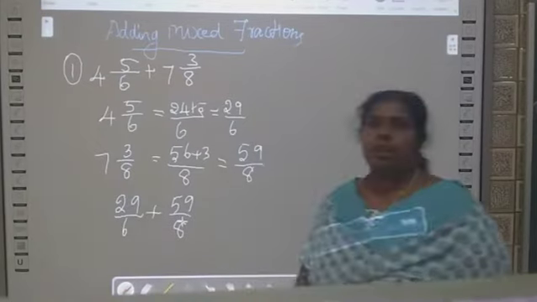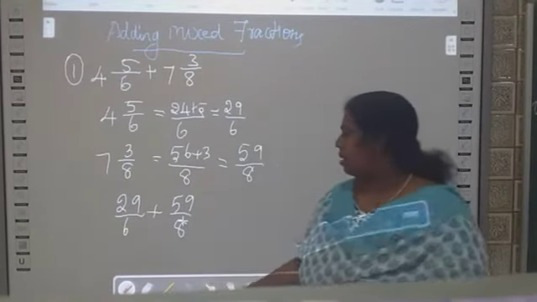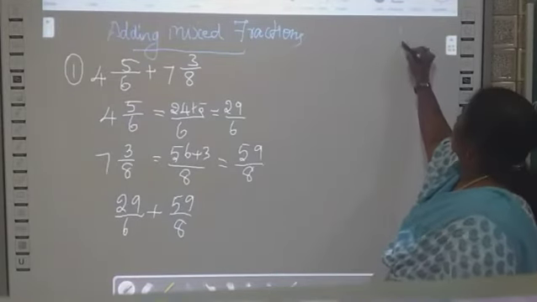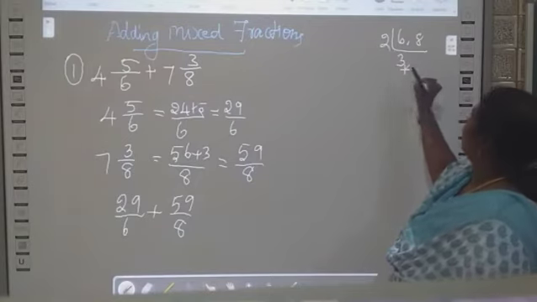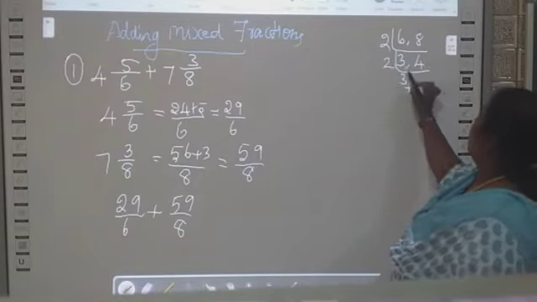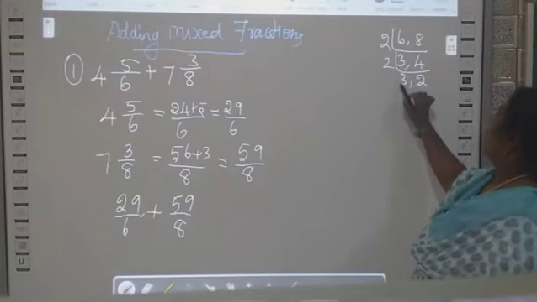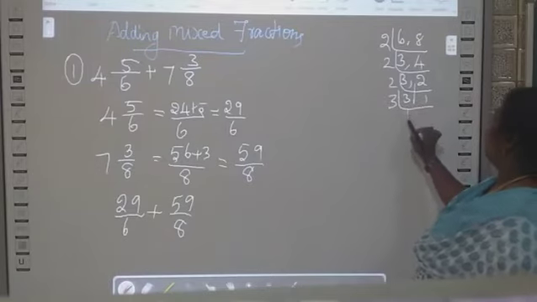See, the denominators are different. So what we have to do? We have to take the LCM first. 6 and 8 LCM. 6, 8. Second table, 3 times. 4 times. Sorry, 3 here, then 2 times. Again second table, 3, 1 time. Again third table, 1, 1.